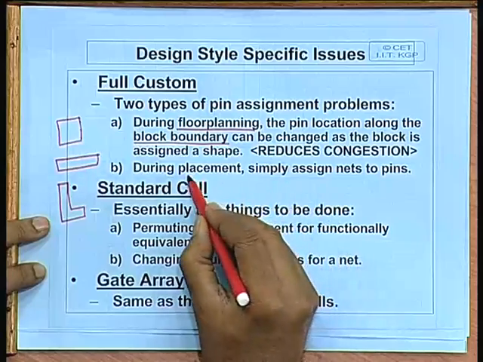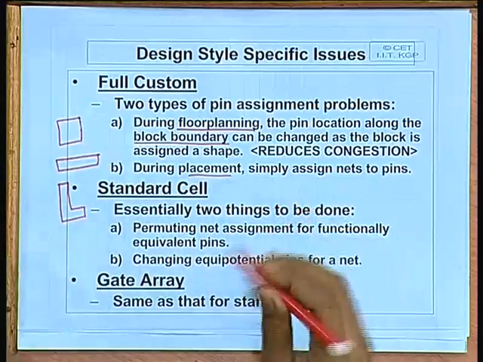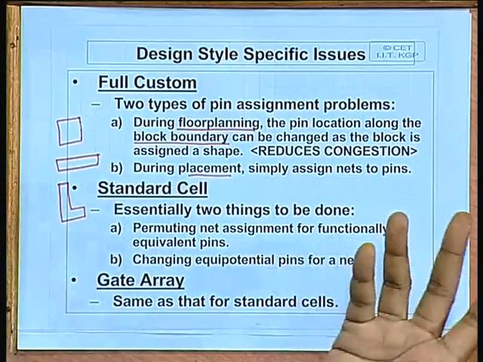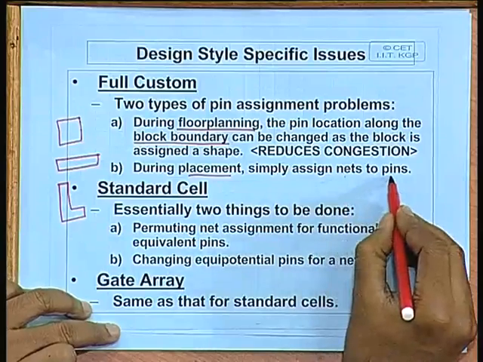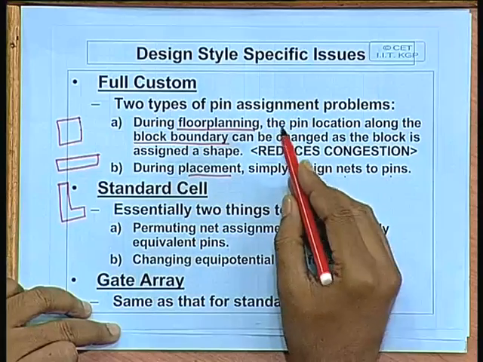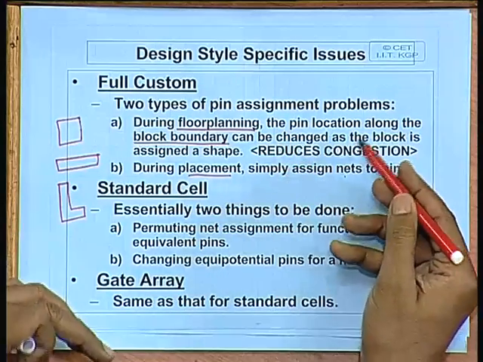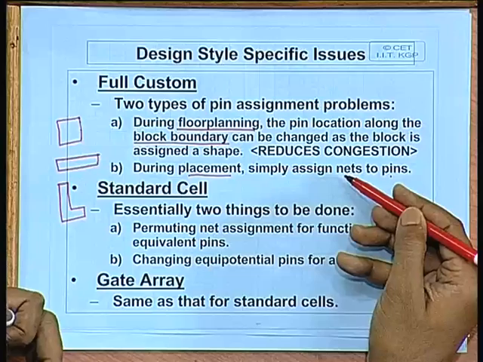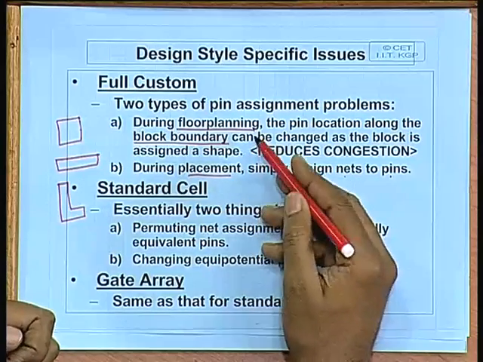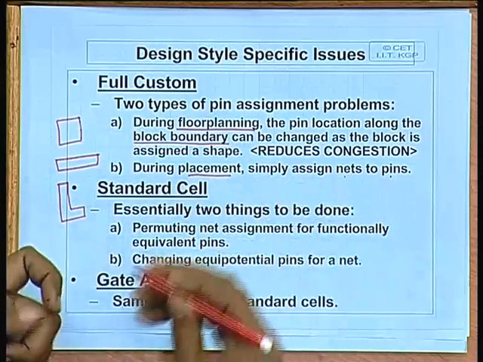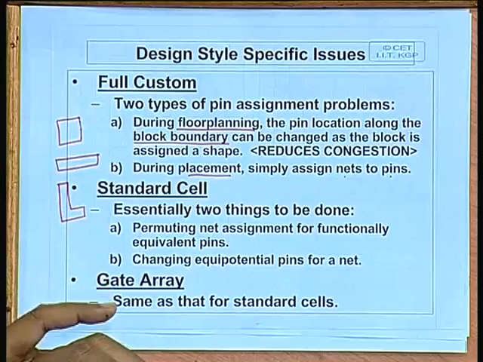And secondly, during placement you make utilization of the other concept like functional equivalent or the equipotential pins in order to assign the nets to the actual pins. So, this can be done in two distinct steps, because if you try to just do both these things together, you may lead to a little problem. The problem can become a little complex.